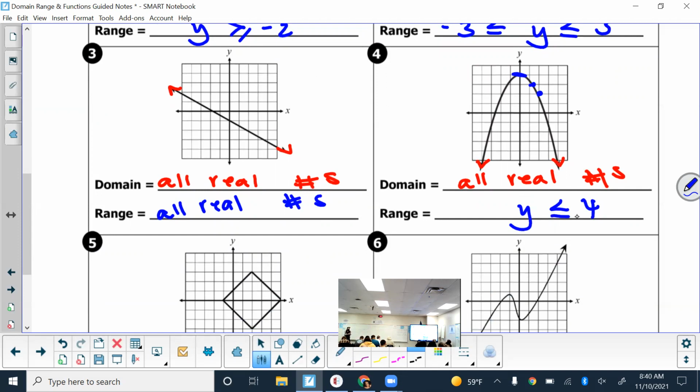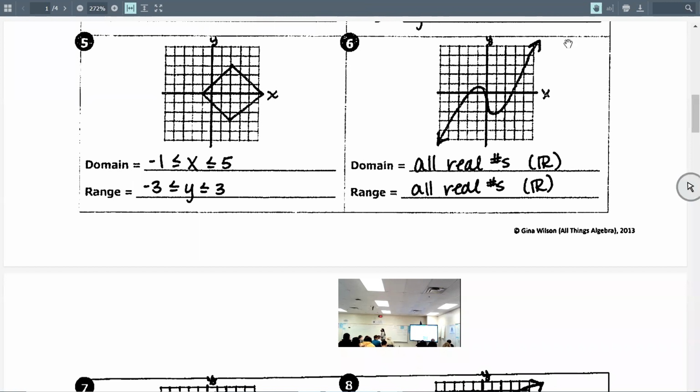All right, I'm going to have you guys try number 5 from start to finish. So identify the domain and range of number 5. You should have noticed that when you scan from left to right, there are 2 boundaries. It does not go infinitely to the left or infinitely to the right. It stops at x equals -1 and 5. So it should be a compound inequality.